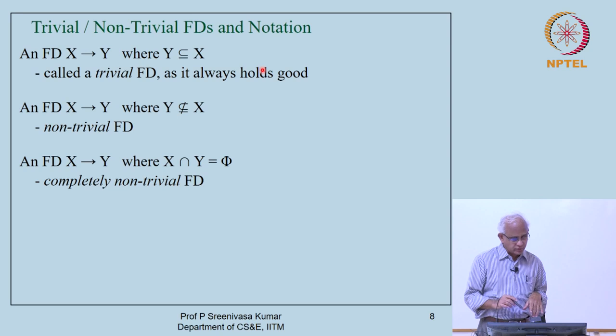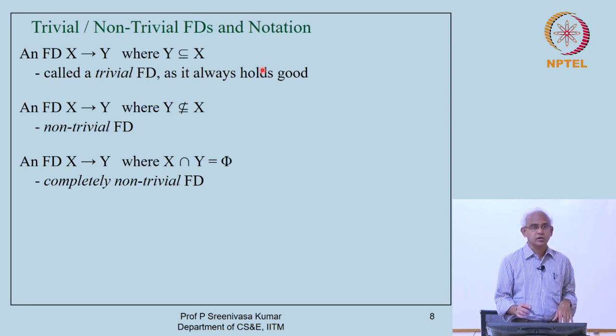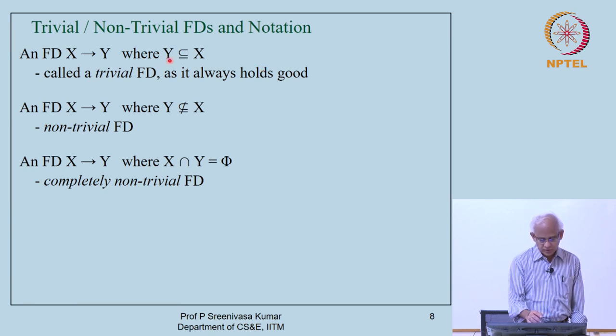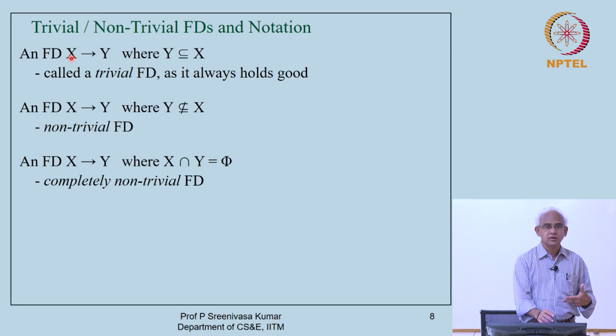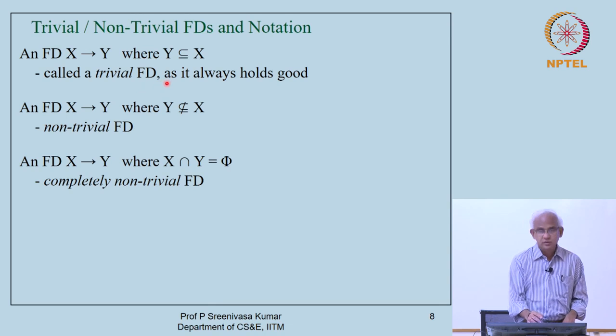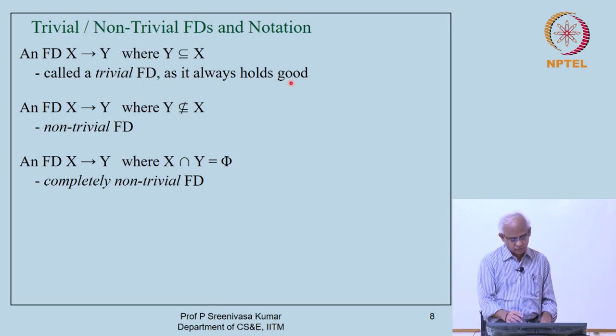In the last class we also talked about what are called trivial and non-trivial functional dependencies. You notice that if the right hand side attributes are a subset of the left hand side attributes, then this kind of functional dependency x determines y will always hold on any schema. What it says is that if two tuples agree on x, then they will agree on y, but if y is a subset of x, they are already agreeing on y. So there is nothing to check. We call such dependencies trivial functional dependencies, as they always hold.